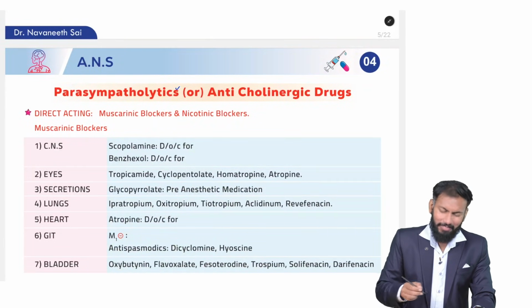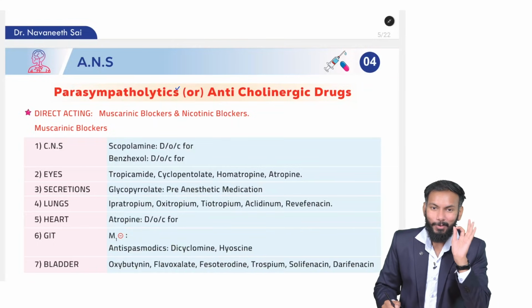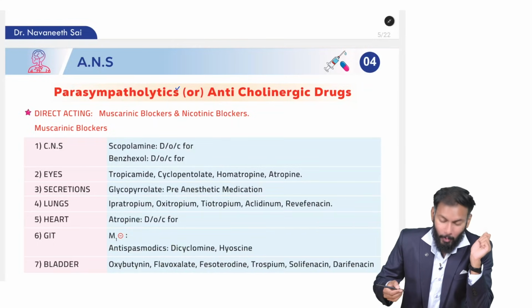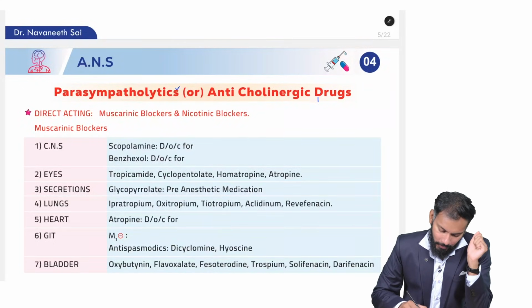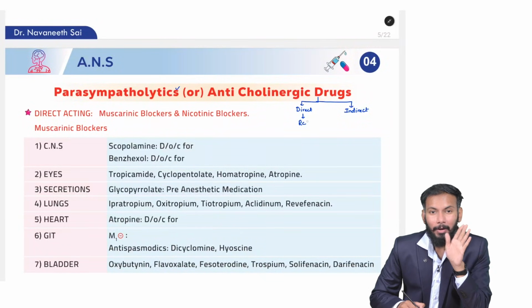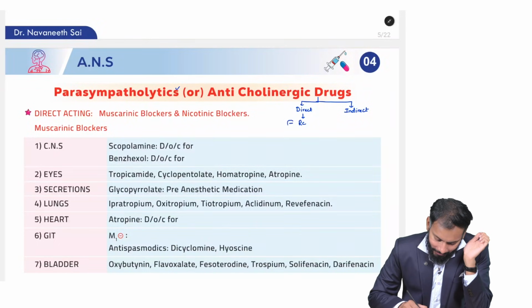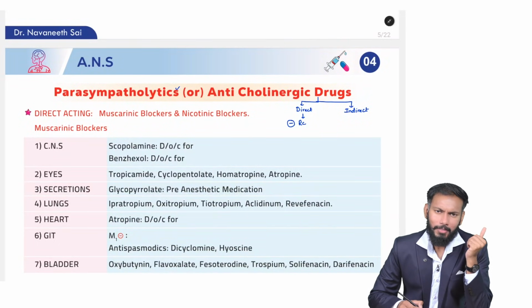Now I told you everything is going to be really simple because you've already covered your concepts. What are those concepts? I told you the drugs can either be direct acting drugs or indirect acting drugs. What do you mean by direct acting drugs? That means it acts directly on the receptors. These are anticholinergic drugs, so it has to reduce the functions. How will it reduce the functions? By blocking the receptor. That's all.